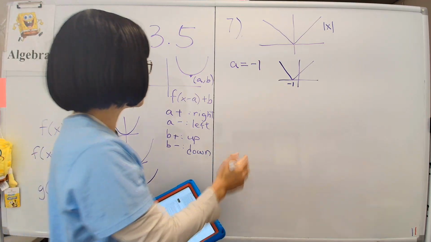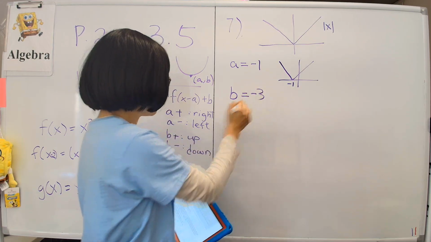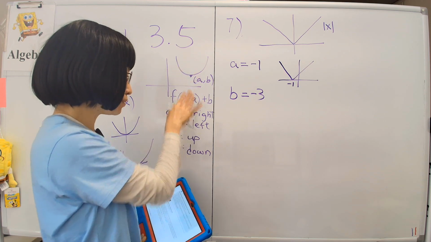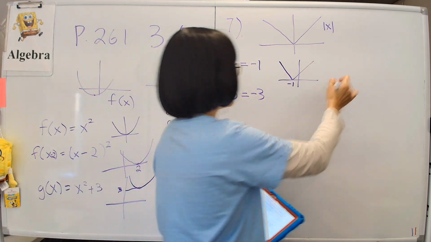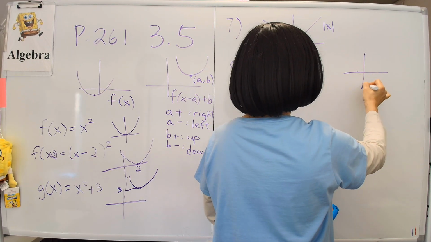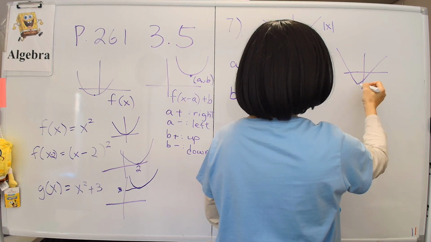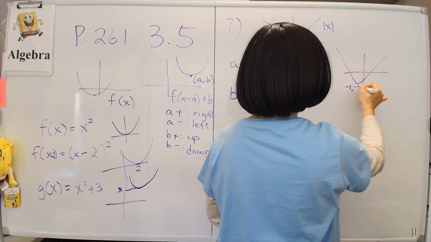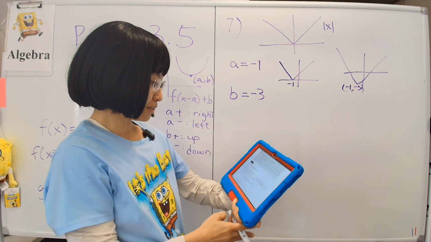And then the next value is b. It says b equals -3. Now remember for b, plus means shift the graph up, negative means shift the graph down by the amount. So the next step of the graph shifting is it used to be here, we'll move it down 3 units. Otherwise, the graph still looks the same. So this is at the location -1 and -3. That's where the tip is. And that should be the final graph of whatever it is that we want.